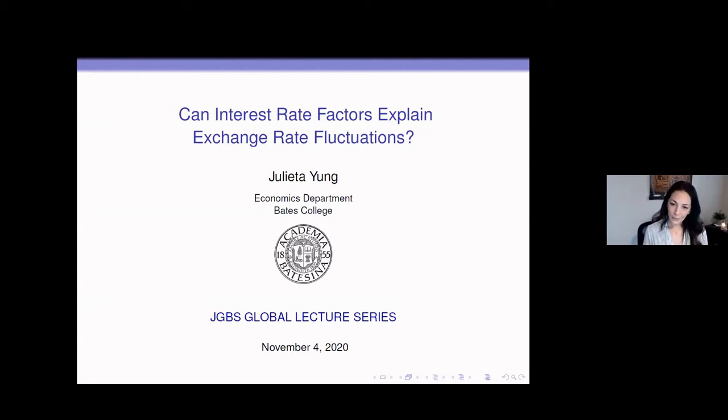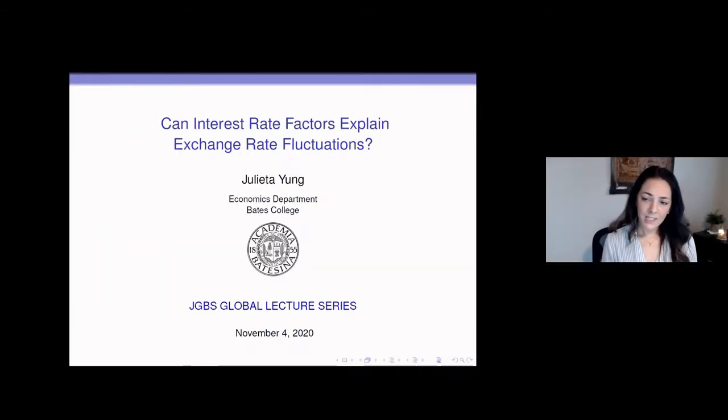My name is Julieta Yung, and my research agenda seeks to understand asset markets. So bond markets, foreign exchange, commodities, equity markets. In particular, I'm interested in understanding what are the drivers behind fluctuations in asset prices, and also how these asset markets are interconnected, and what is their role in the transmission of shocks onto other markets, as well as the macroeconomy. So in this paper in particular, I focus on the relationship between interest rates and exchange rates.